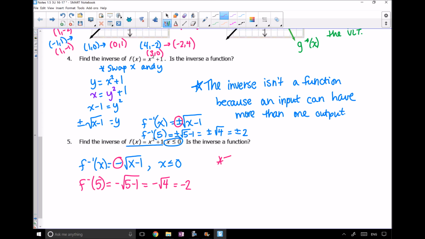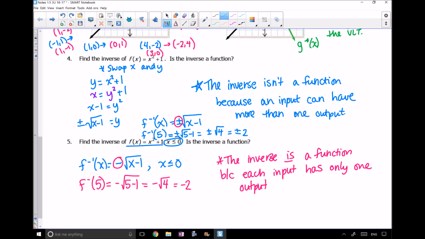So we can say here the inverse is a function because each input has only one output. And that's due to our restricted domain. Okay?